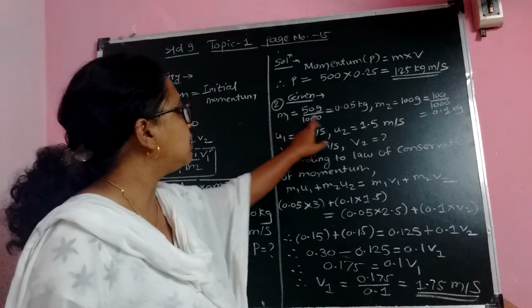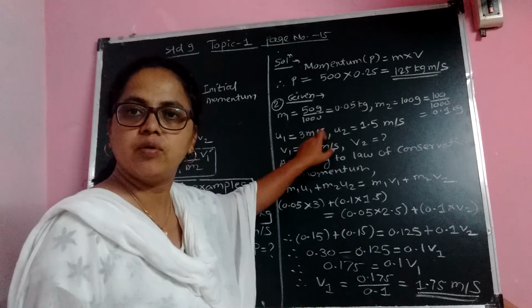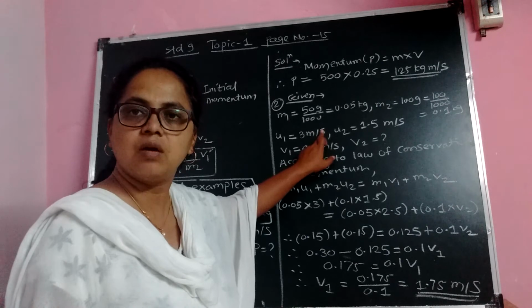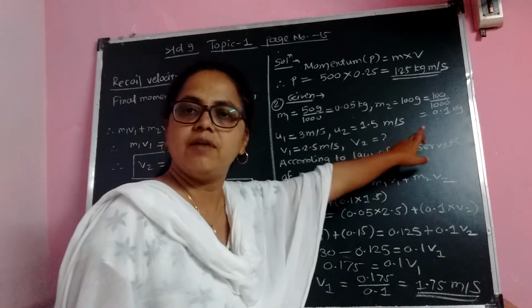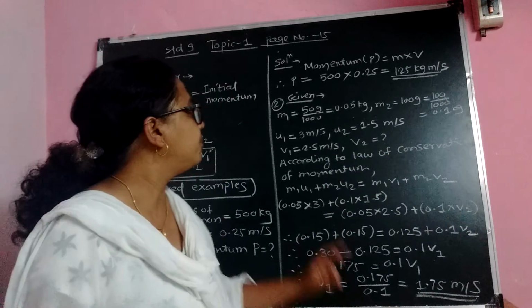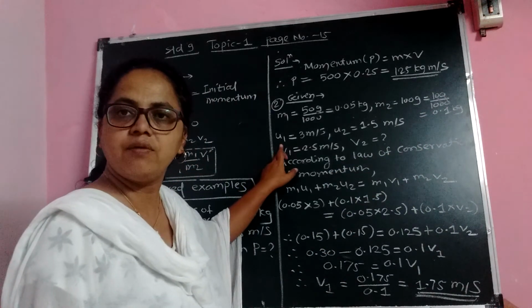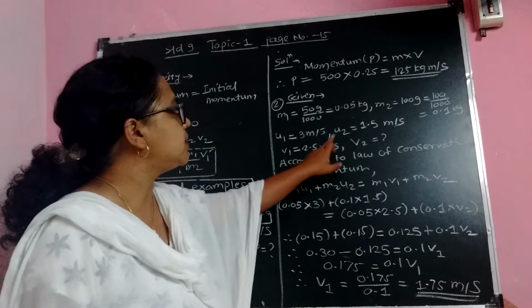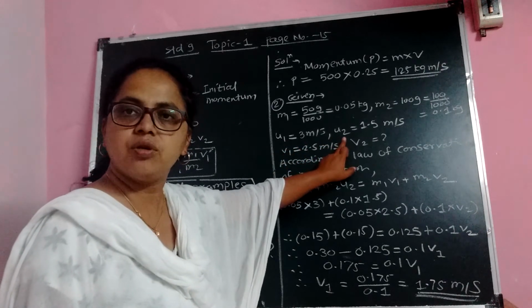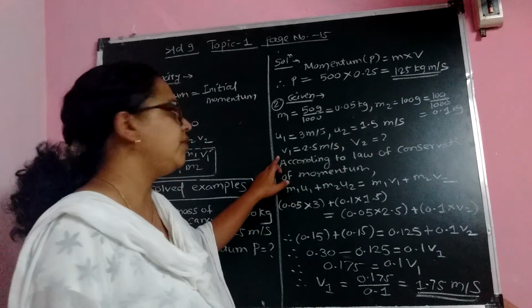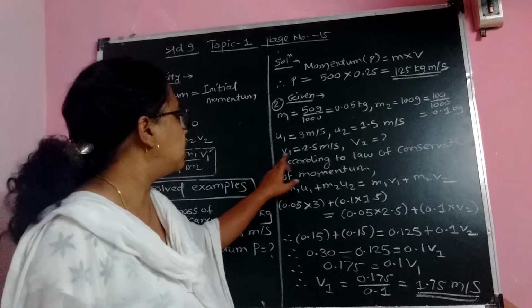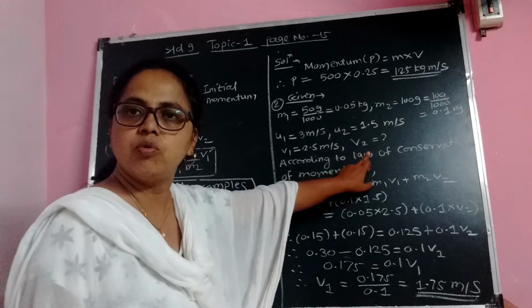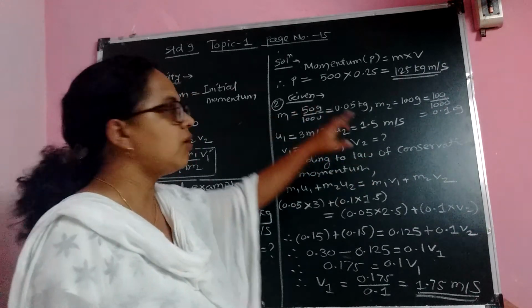So here it is given in gram, convert into kilogram. How to convert? Divide by 1000. You will get 0.05 kg for m1. After dividing by 1000, you get 0.1 kg for m2. Then u1, the initial velocity of the first ball, is 3 meter per second. u2, the initial velocity of the second ball, is 1.5 meter per second. v1, after collision the first ball has final velocity 2.5 meter per second. v2 is the question mark.